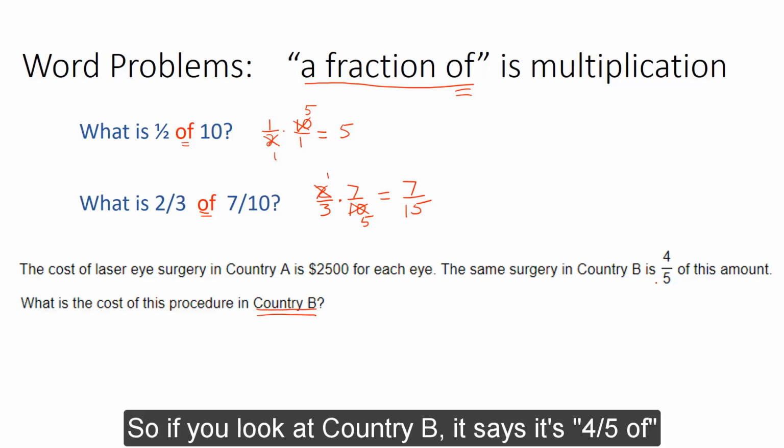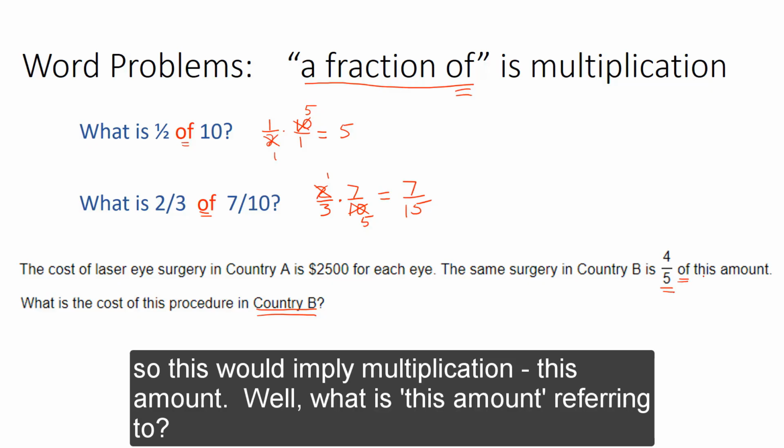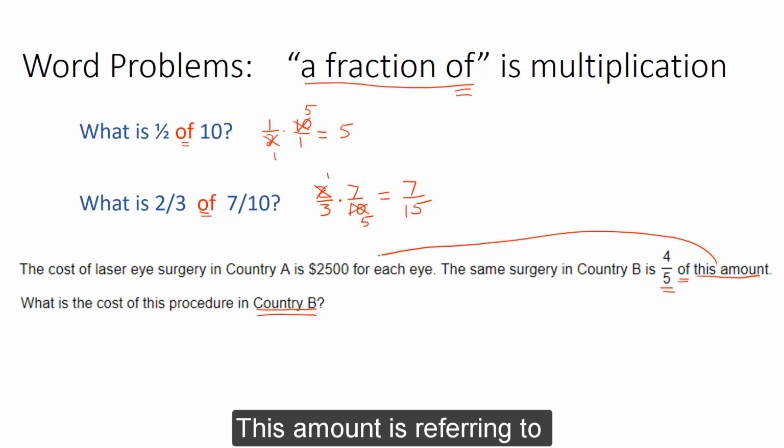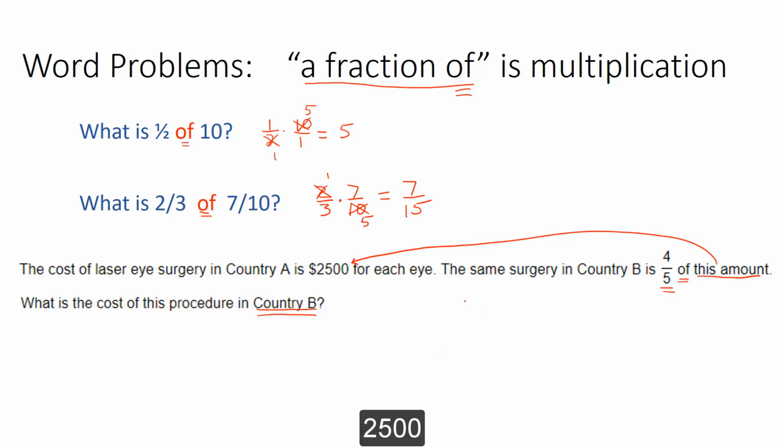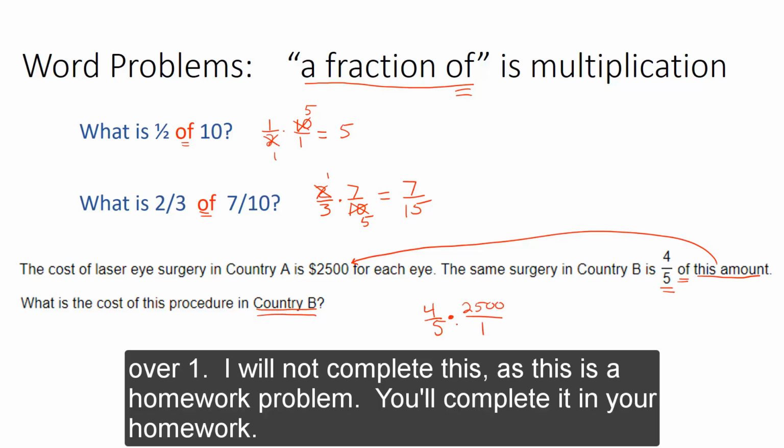So if you look at country B, it says it's 4/5 of, so this would imply multiplication, this amount. Well, what is this amount referring to? Well, this amount is referring to 2,500. So in this case, 4/5 of, multiply what? 2,500. 2,500 over 1. I will not complete this as this is a homework problem. You complete it in your homework.